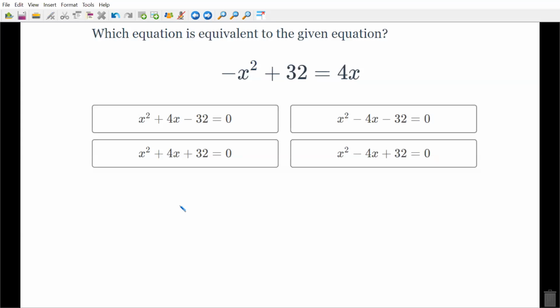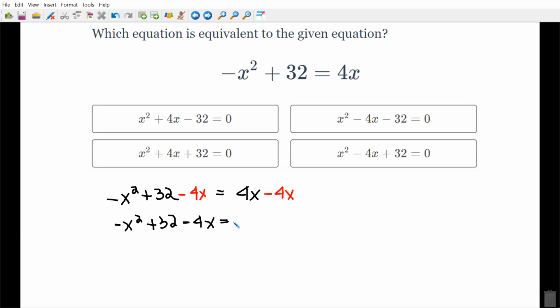Now, I'm going to move on to this one. Negative x squared plus 32. And, well, you got to move this one to the other side. So plus 4x, the only way you can cancel a positive 4x is by subtracting a 4x. So minus 4x over here. This way, negative x squared plus 32 minus 4x equals 0.